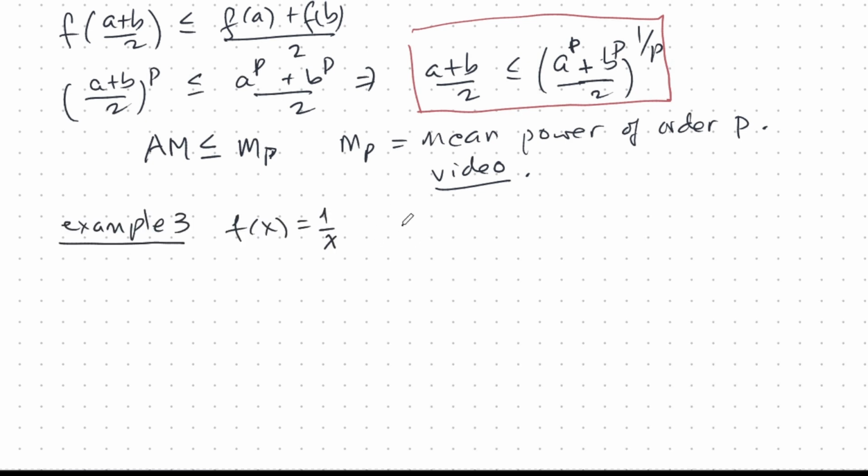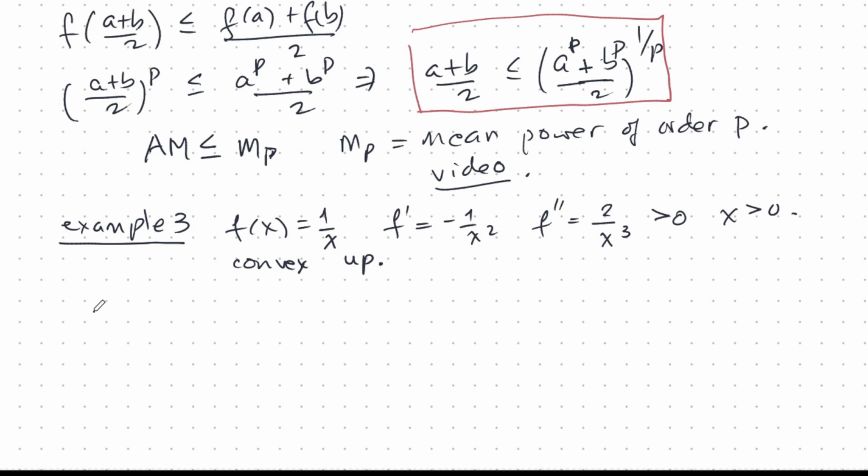Example 3, let's look at f of x is 1 over x. So the first derivative of this is minus 1 over x squared. Second derivative is 2 over x cubed. So this is greater than 0 for x greater than 0, yes? So that's pretty good. That means that this is a convex function, convex up.